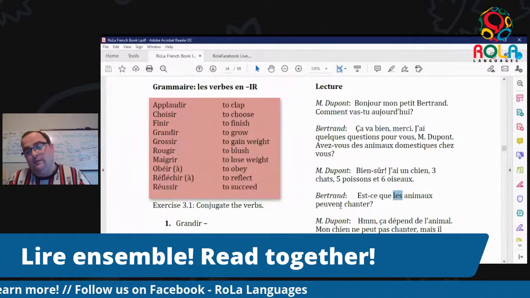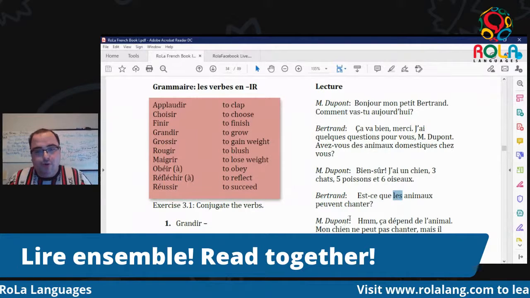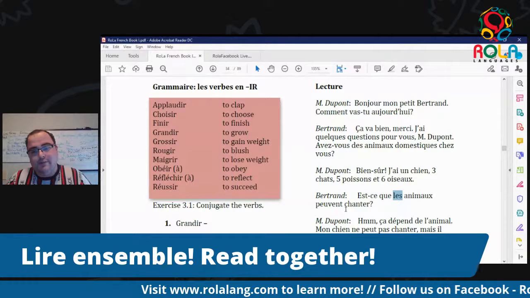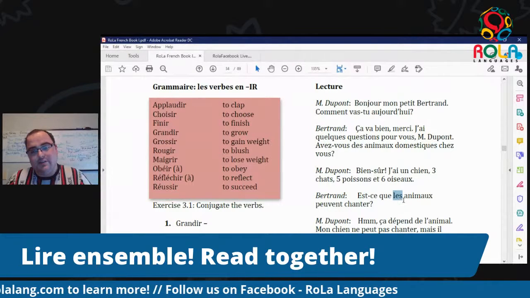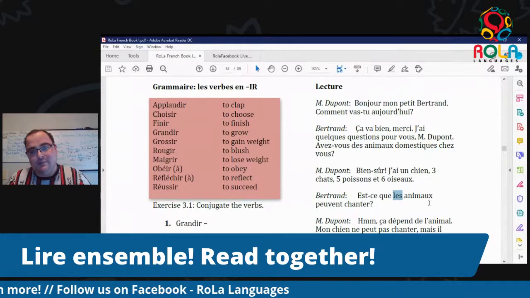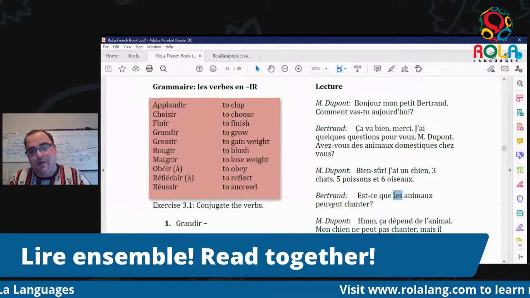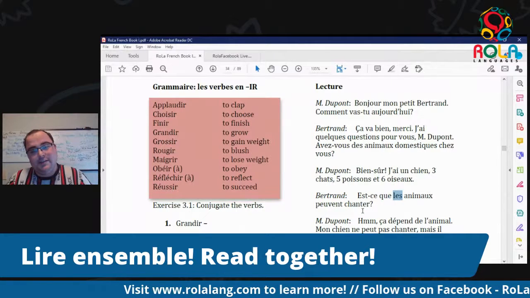Bien. Et aussi, we know that there's more than one because this verb right here, pouvoir, is conjugated in the third person plural. It agrees in gender and number with the subject. The subject of this question is les animaux, and it agrees by being in the third person plural. Peuvent. Très bien. Chanter means to sing.